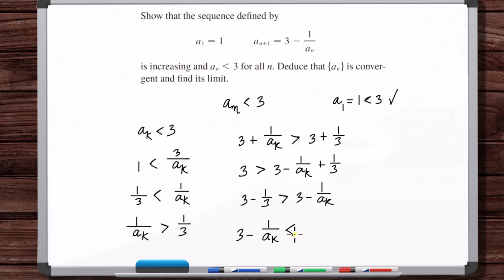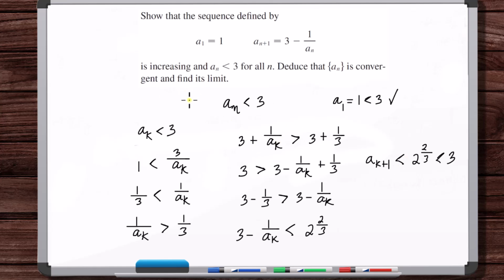3 minus 1 over a sub k is less than, so 3 minus 1/3 is 2 2/3. Okay, 3 minus 1 over a sub k, which is a sub k plus 1, is less than 2 2/3, which is less than 3. So there we go. We've shown that a sub k plus 1 is less than 3. And it looks like it could be bounded above by 2 2/3, potentially. A sub n is always less than 2 2/3, but maybe it's less than that. We have to prove what it's actually bounded above by.